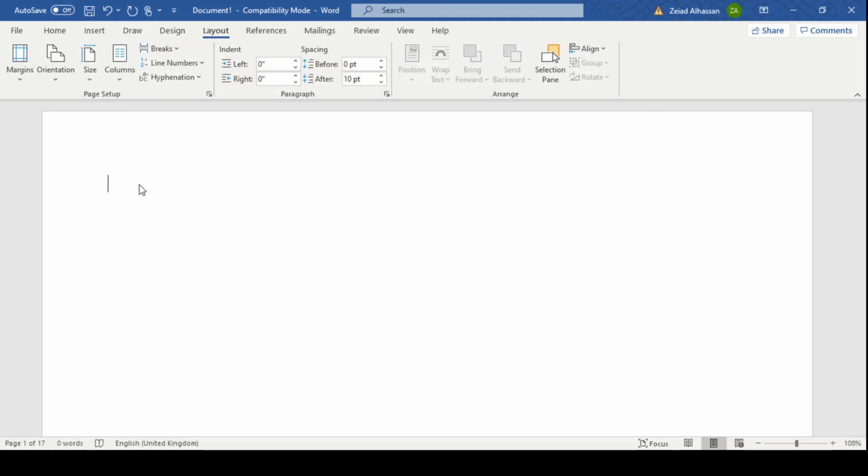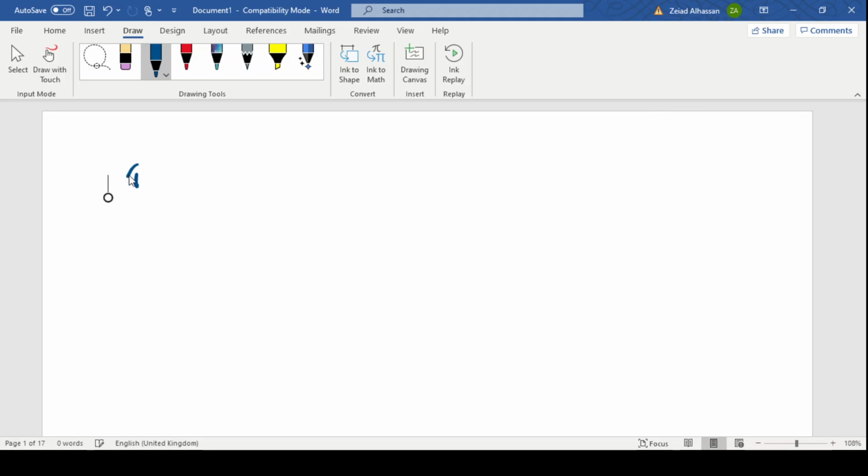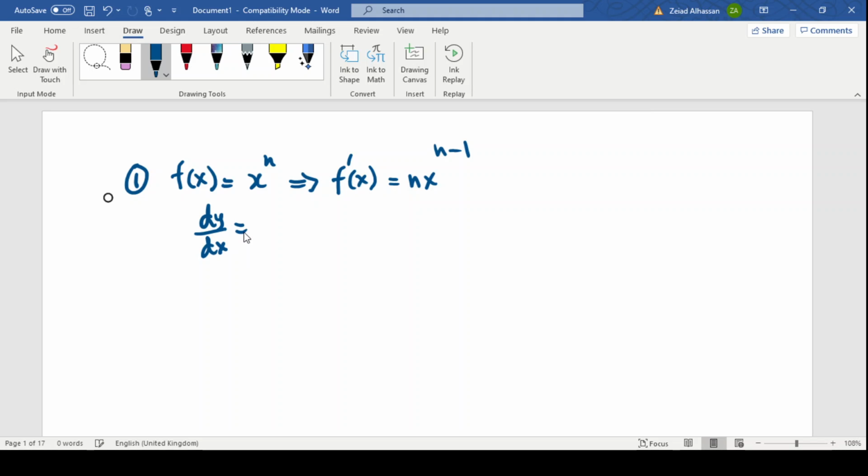Differentiation P1. First of all, in differentiation P1, we have started with the rule for differentiation. If I have f(x) equals x power n, so the differentiation f prime x equals n x power n minus 1. And don't forget that the differentiation notation can be written either by dy over dx, or f prime x, or y prime, or we can say gradient.